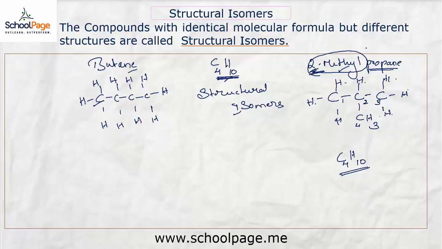2-methyl propane is also called isobutane.